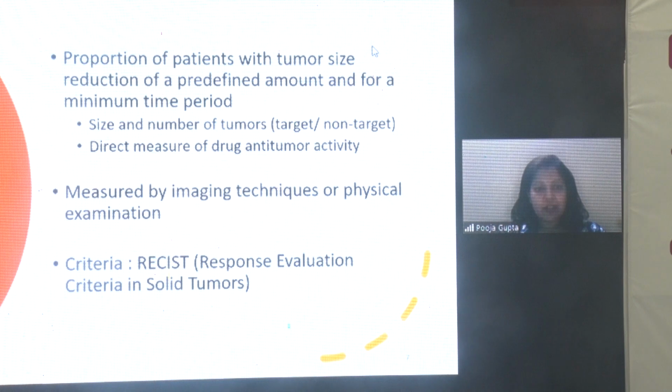In this, we have objective response rate, wherein the proportion of patients with tumor size reduction is noted. The amount of reduction and the minimum time period for which the reduction is sustained are predefined in the protocol, and then the objective response rate is calculated. Now, target and non-target lesions are taken based on how the study protocol defines them. A set number of lesions in an organ may be taken as target, and other metastatic activities may be taken as non-target lesions.